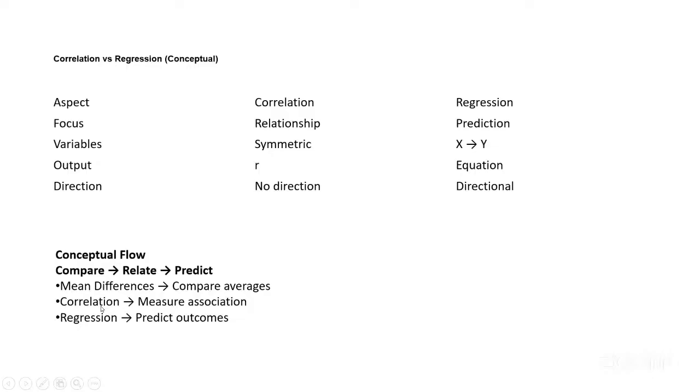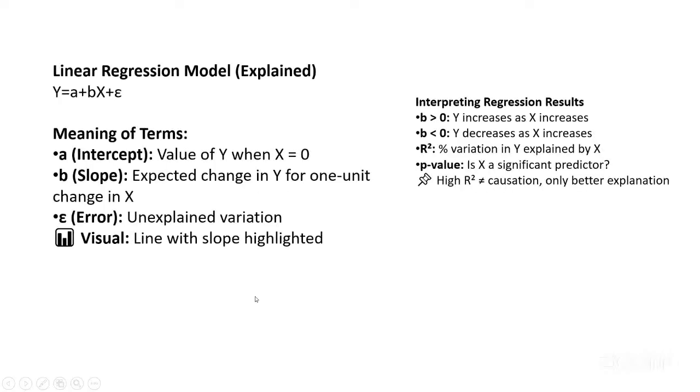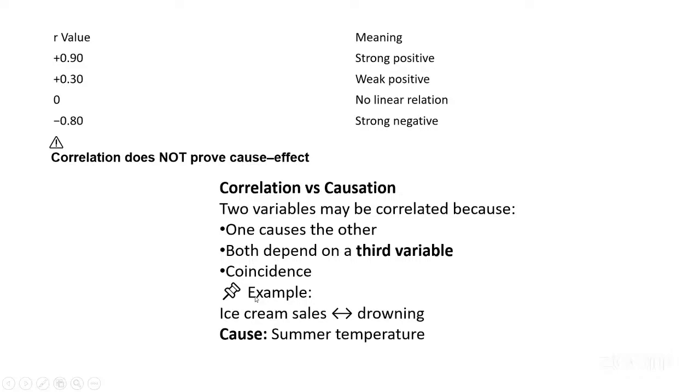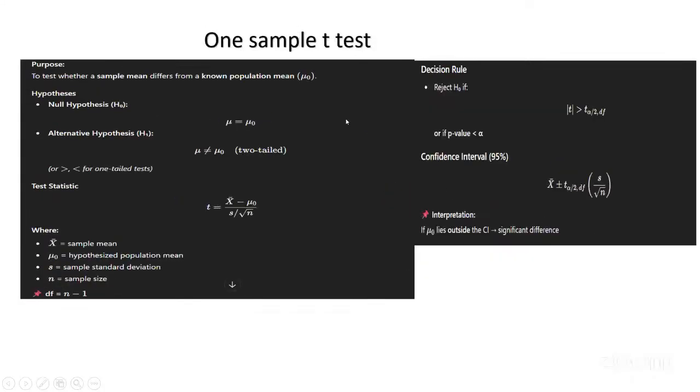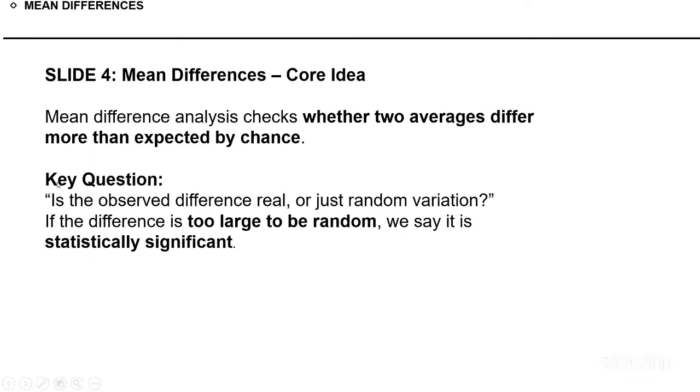So what is the flow? When should we do correlation? When should we do regression? I have already told in this difference table, but there is a flow chart: compare, relate, predict. In the t-test, what did we do? We covered the mean difference. That is comparing averages. In the slide, you can see the core idea of the t-test: whether two averages differ more than expected by chance or not.